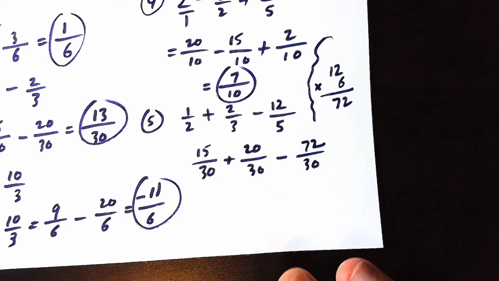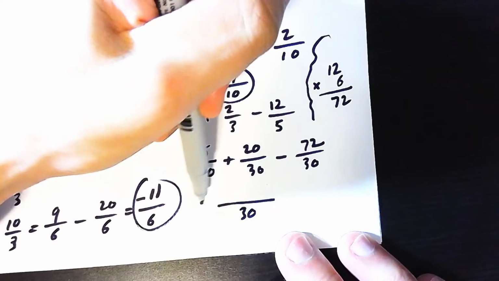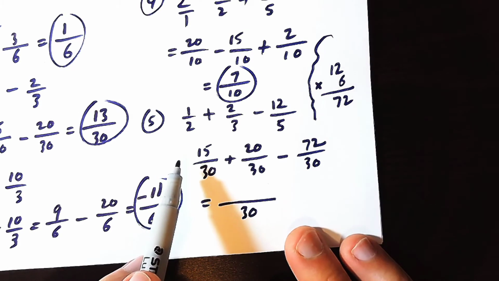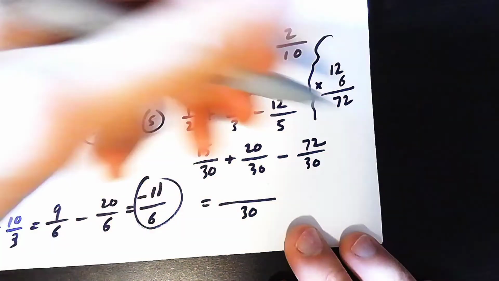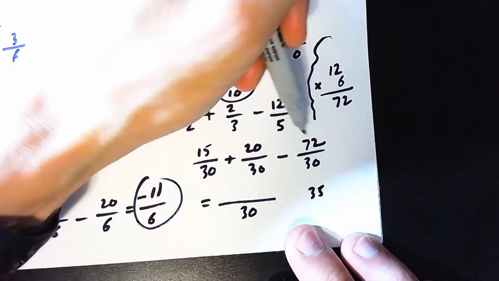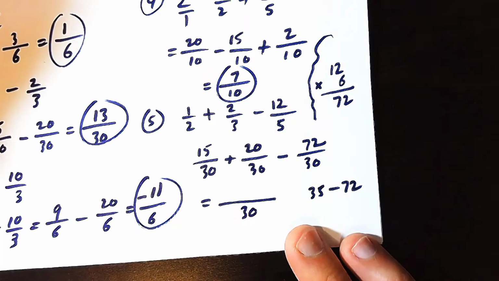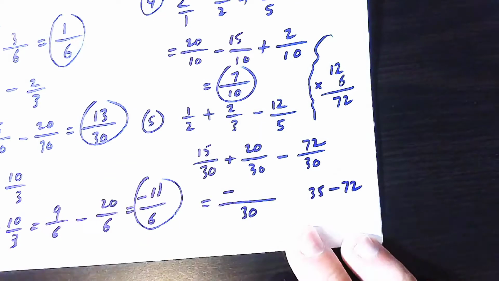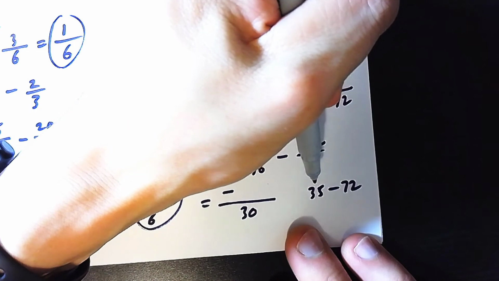So now that you have a common denominator, you can combine it all. And what we have here is we have some big numbers you have to be careful about. 15 plus 20 is going to be 35. And what we have up here is a negative 72 or a minus 72. Now be really careful. You have $35 and you spend 72, you have negative money for sure. Negative what? It's going to be the bigger number minus the smaller number.